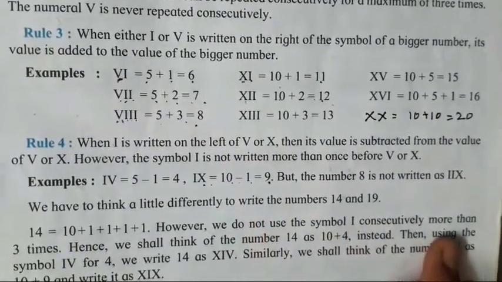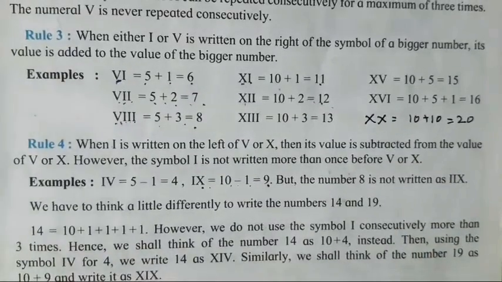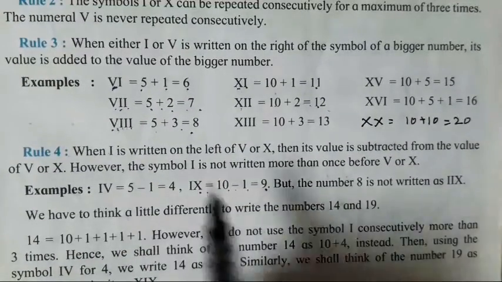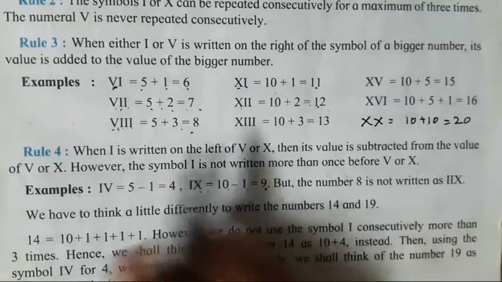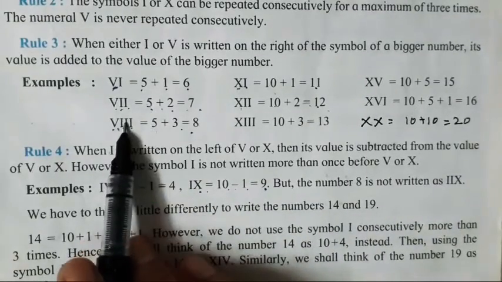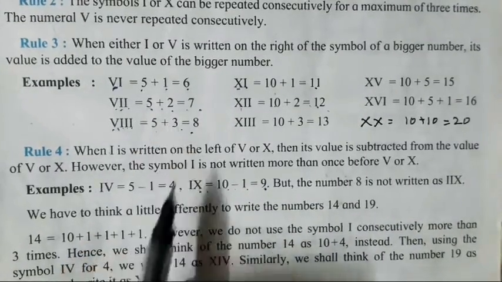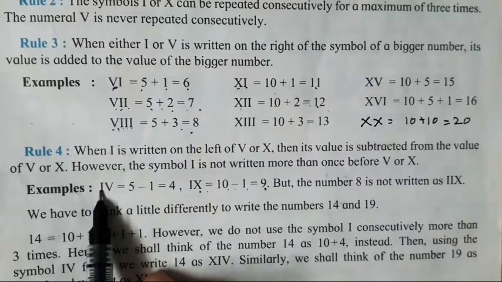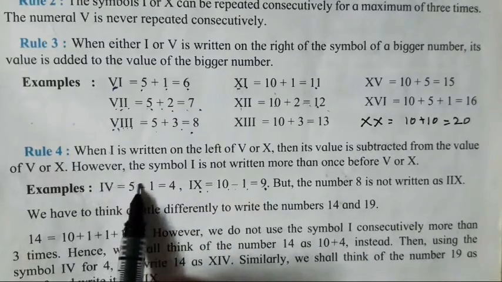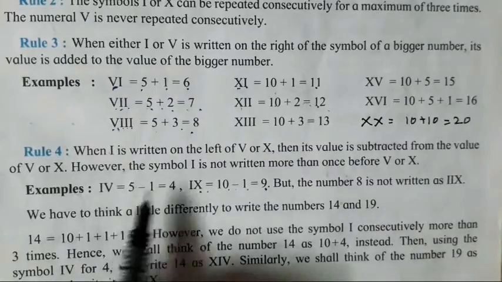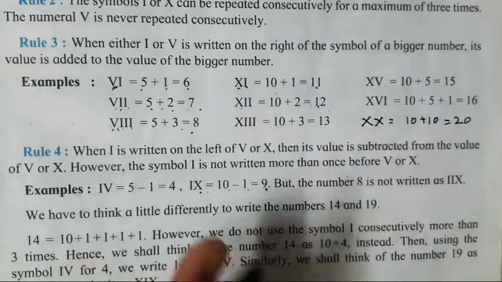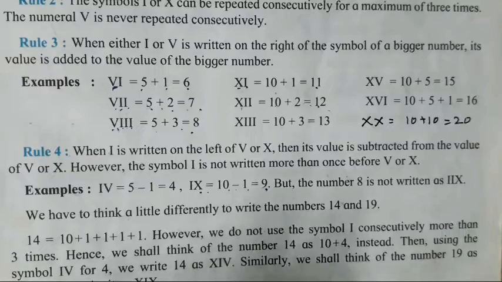You all have to remember all these rules in order to write the Roman numerals. It is very easy. Over here we studied that when I is added to the right hand side, it is going to add the value. When we write I to the left hand side of V, it is going to be minus. It is that simple. Right hand side plus, left hand side minus.